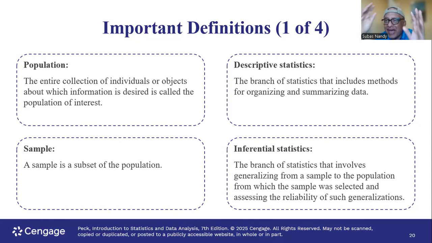Descriptive statistics, as the name implies, characterizes the sample data. We describe the data and the patterns in the data. Descriptive statistics includes collection, organization, and summarization of data. Basically, we describe the characteristics of the data. Where is most of the data falling? What is the center of the data? Then what is the spread around the center?